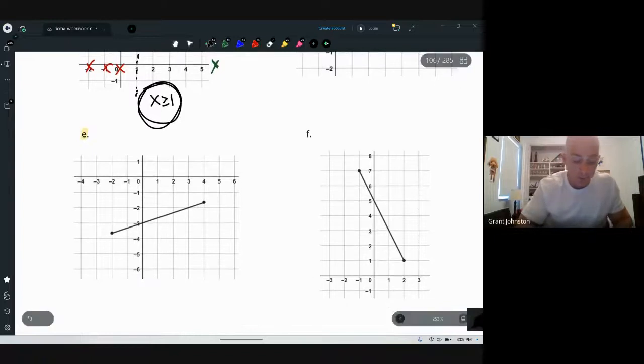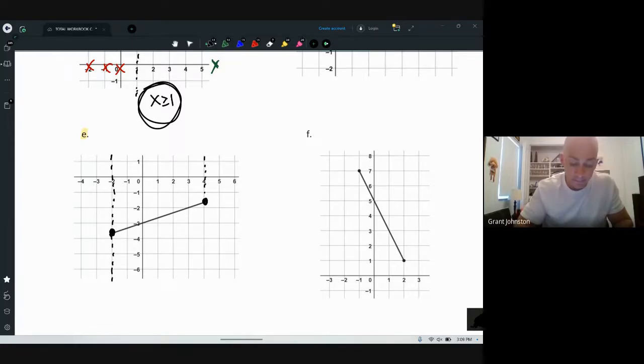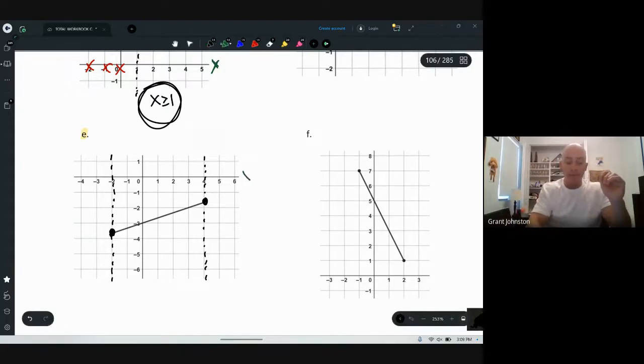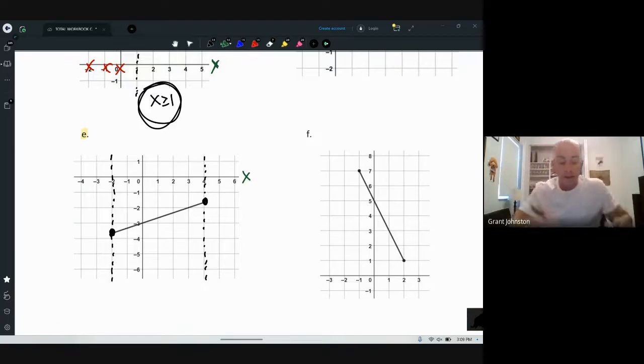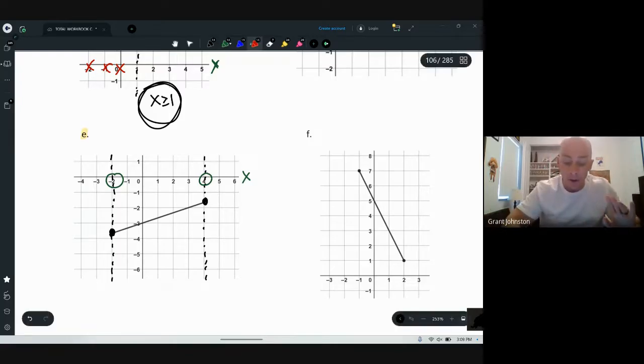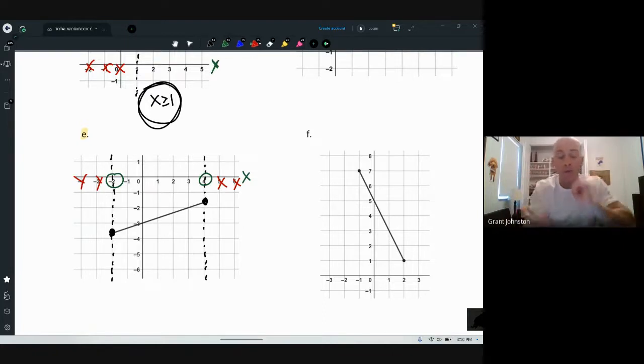E has a couple endpoints, here and here. Now, if I look at the x, again, I'm going to draw this dotted line just for the visual. If I look at this x-axis, the domain of that line is from -2 to 4. It's not going to go to -3, -4, -5, -6. It's not going to go out that way. It's not going to go to 5, 6. It's not going to go any of that way. It's not going to go out here. The domain is just from -2 to 4.